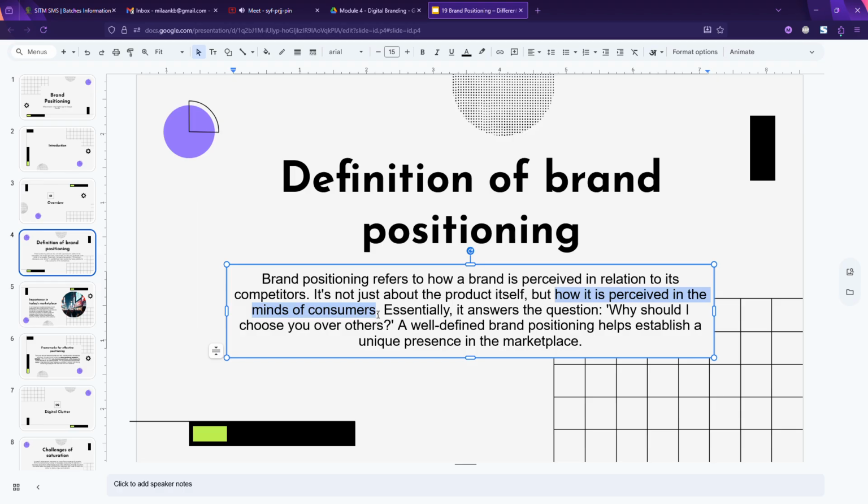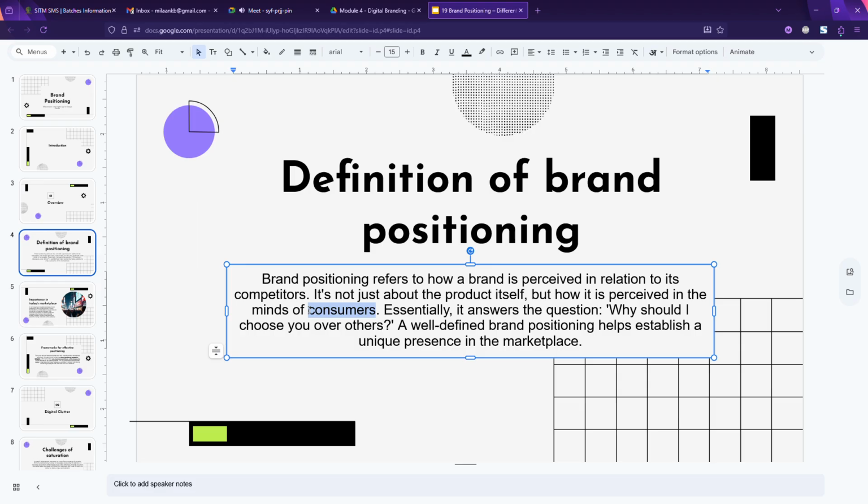So when we are creating a baby product, it's how it is perceived in the mind of the consumer. The baby product goes to the baby, the baby uses it, but the key buying decisions are made by the mother.